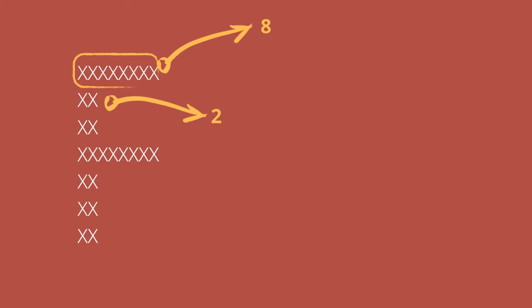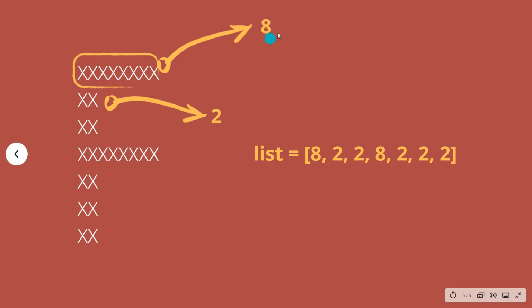We can take a list. In the first line there is an 8x shape, so in the list we can take the 8. In the second line there is 2x, and we can take 2. In the third line there exists 2x, and we can take 2. And in the fourth line there is 8x. We again take 8. Then 2, 2, 2 in the list.